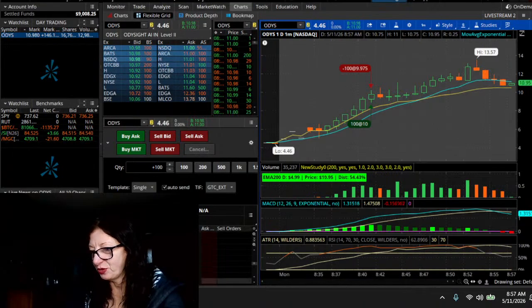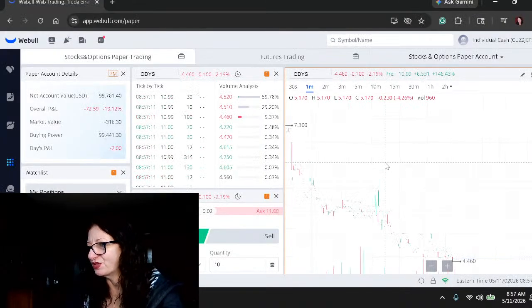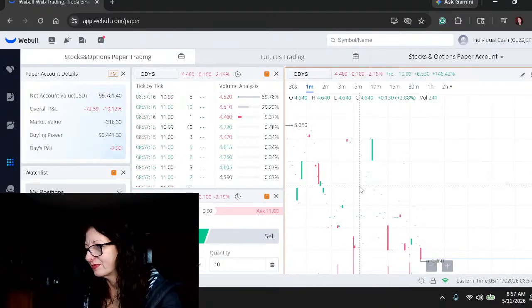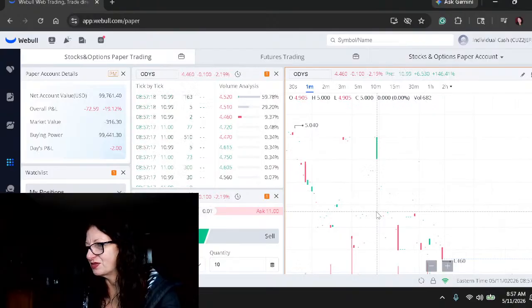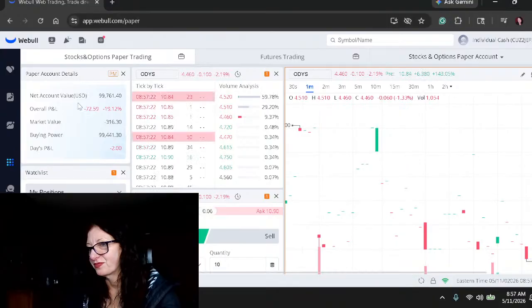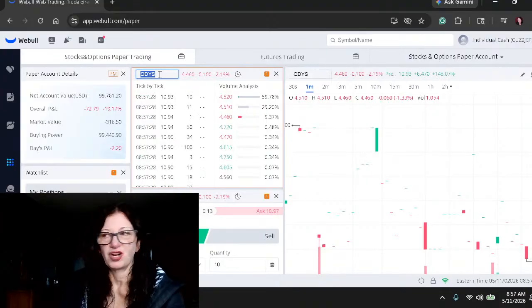Yeah, so Webull, I have to get used to it. I just feel like I don't even understand what's going on here with this chart. This makes no sense. I feel like I'm taking crazy pills. Let's look at another stock.